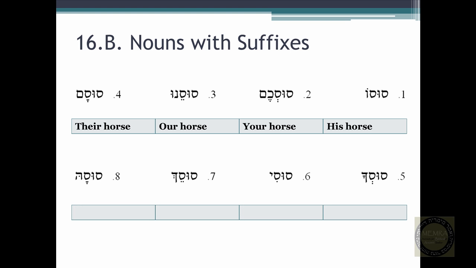Number 5, susēka, your horse. Susi, my horse. Susayik, your horse. Susāh, her horse. Again, note the dot in the hey, the mappiq.